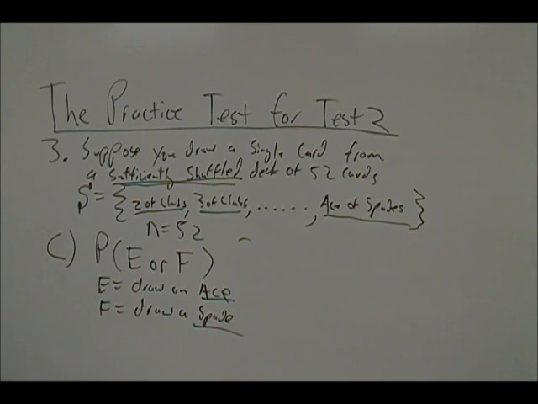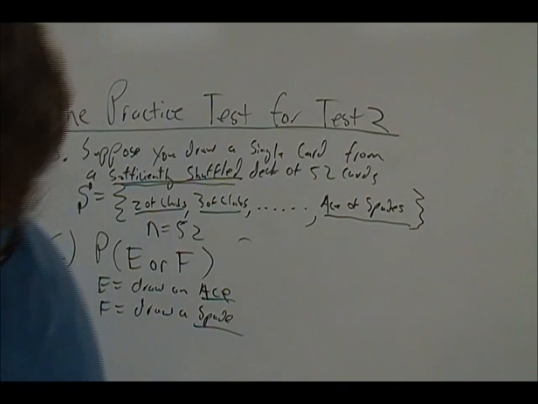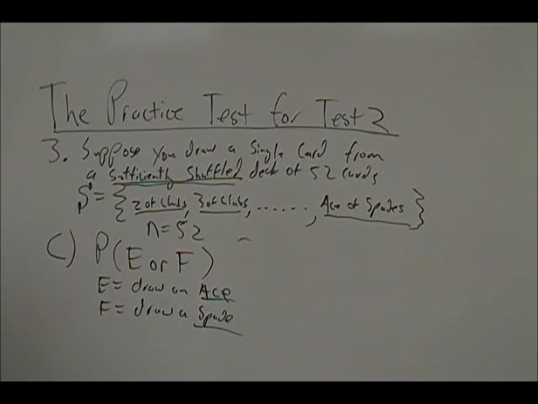So we have a compound probability, just like we did in part B, but now we're saying what's the probability you draw an ace or draw a spade. So before we decide which formula to use between formulas 1C and 1D, we have to decide whether E and F are mutually exclusive events or they're not mutually exclusive. Is it possible to draw both an ace and a spade at the same time in one single draw?